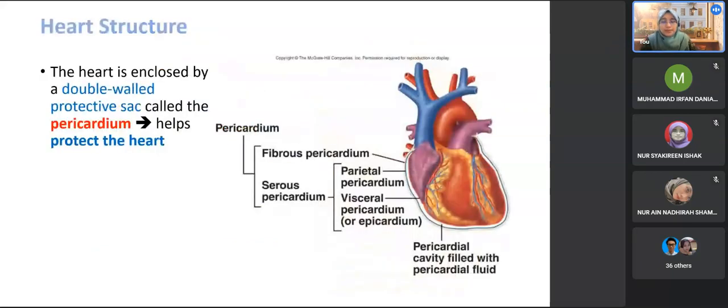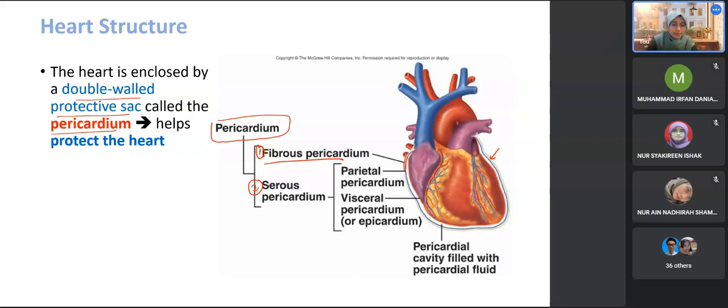So, heart structure. The heart is enclosed by a double wall protective sac called the pericardium, which helps to protect the heart. So this is the heart, and outside you have a layer of double wall sac, which is the pericardium. The pericardium has two layers, the fibrous pericardium and the serous pericardium. The serous pericardium is the slightly inner layer, while the fibrous is on the outside, the blue layer.